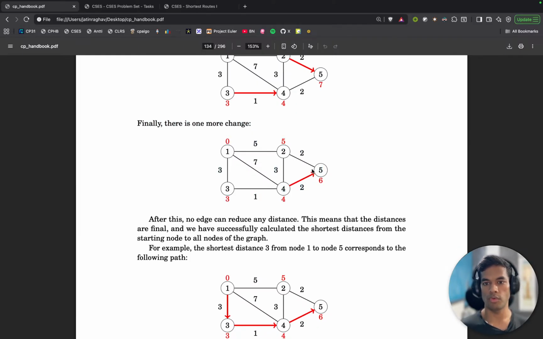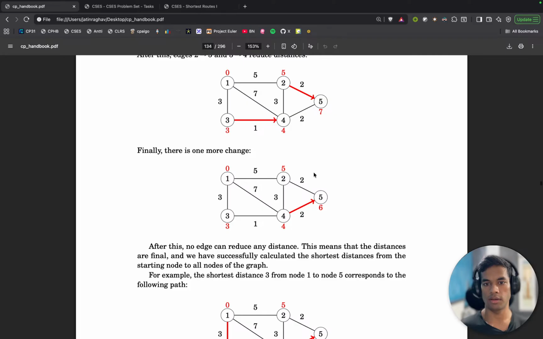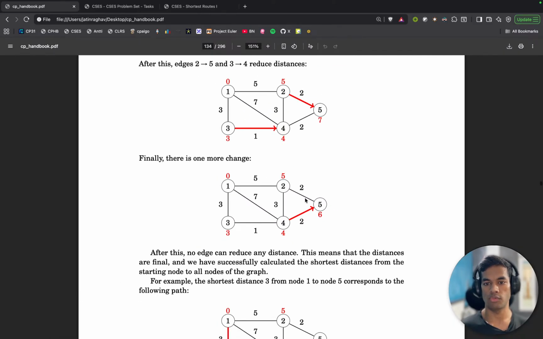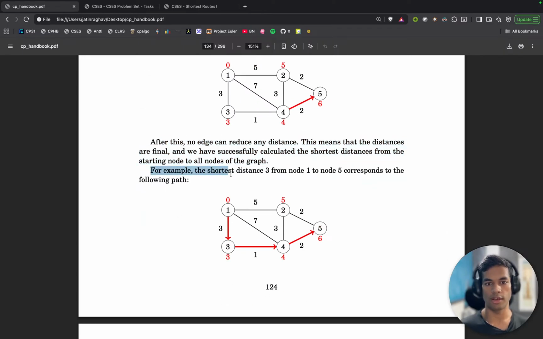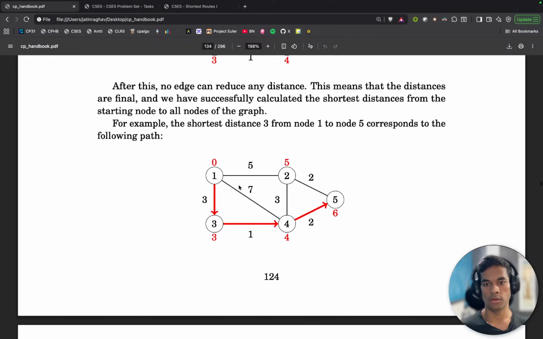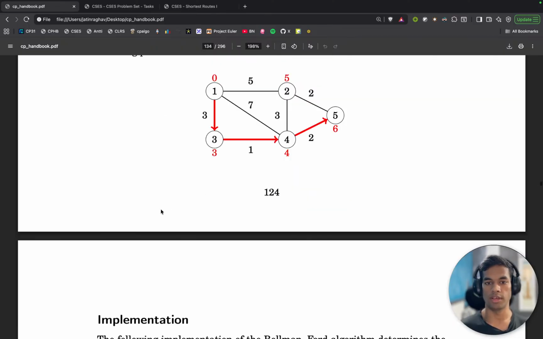Finally, there is one more change. This one from 4 to 6, and yes, that is true. After this, no edge can reduce any distance. This means that the distances are final, and we have successfully calculated the shortest distance from the starting node to all nodes on the graph. For example, the shortest distance 3 from node 1 to node 5 corresponds to the following path. Okay, path also is something.